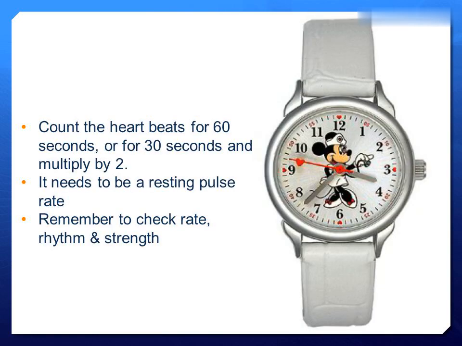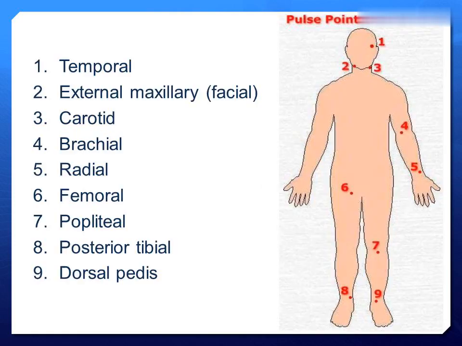Count the heartbeats for 60 seconds, or for 30 seconds and multiply by 2. It needs to be a resting pulse rate. Remember to check rate, rhythm and strength. Pulse sites: temporal, external maxillary, facial, carotid, brachial, radial, femoral, popliteal, posterior tibial, dorsalis pedis.